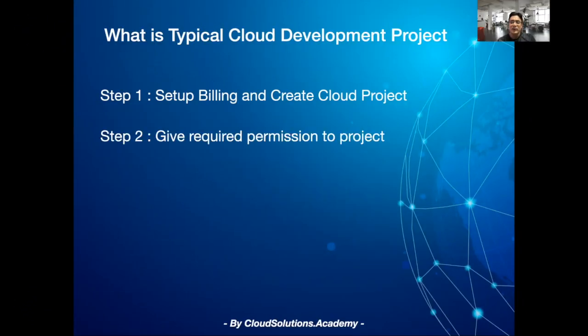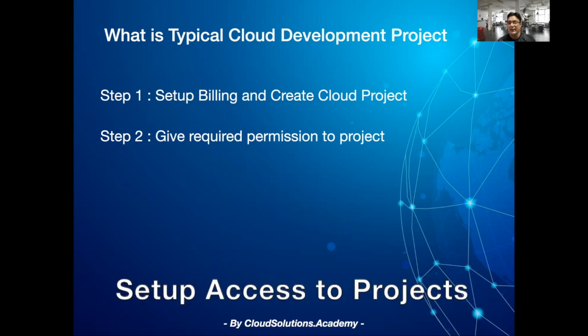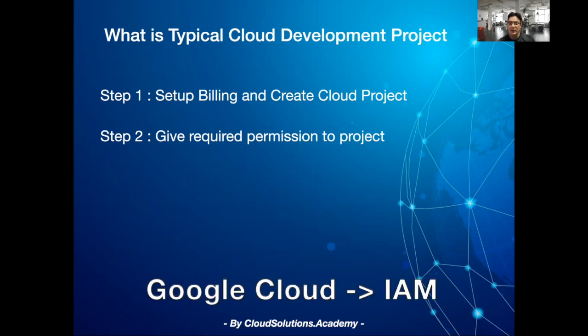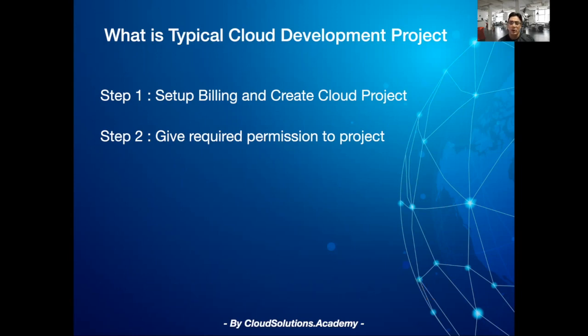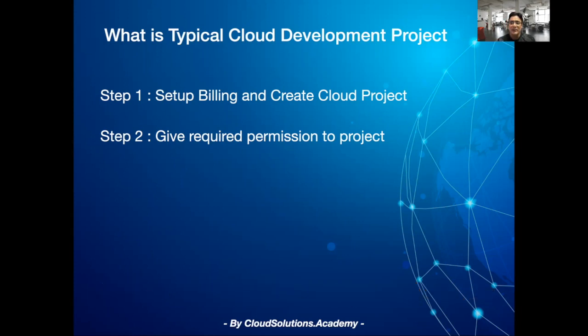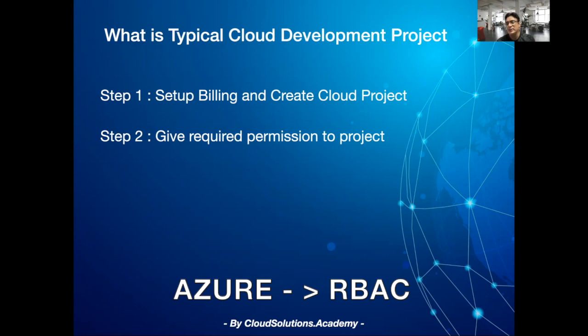The second step is to give the required permission to the project, which basically comprises assigning user roles like admin access, billing access, access to projects, or fine-grained access to cloud services. Google Cloud provides a service called Identity and Access Management (IAM) to centrally manage access control across Google Cloud resources in a standardized way. Similar services are provided by AWS, also called Identity and Access Management, and for Azure, it's Azure role-based access control.